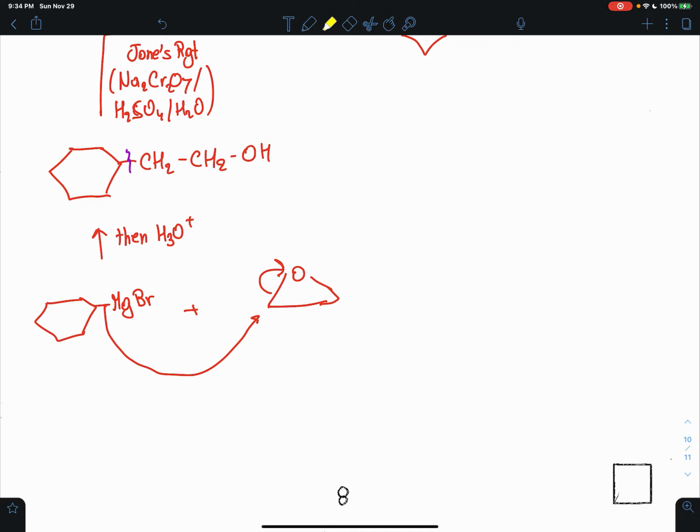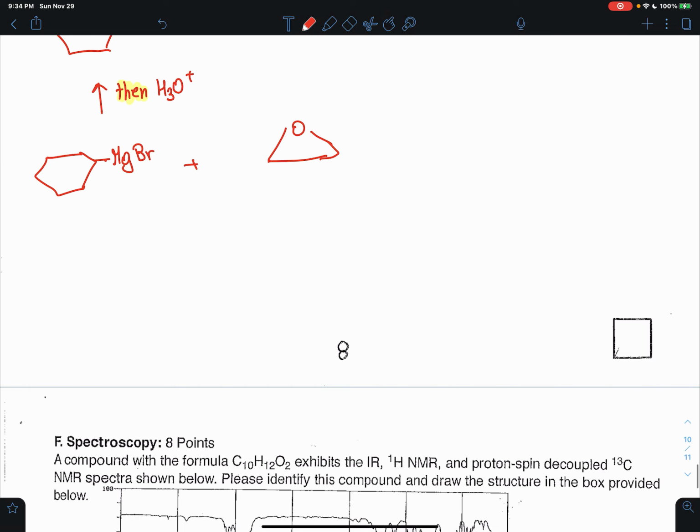And you always want to have this H3O+ then here, because remember, you cannot have H3O+ in the reaction, because it will react with the MgBr and the reaction won't occur. That then is worth like 2 points when I took the test. Right? So that's really important to keep in mind. Now let's form this epoxy. We can just use MCPBA.